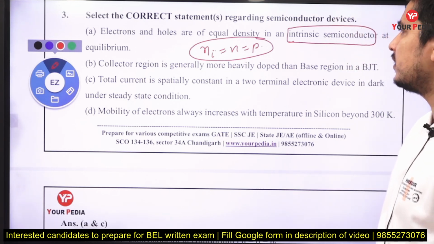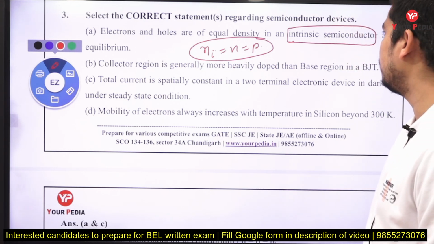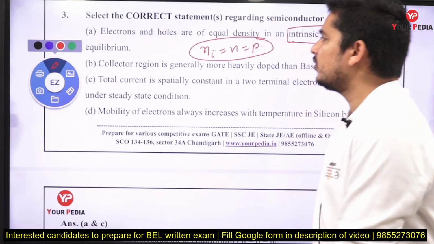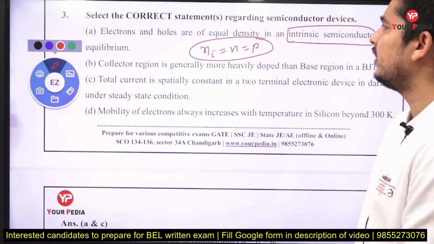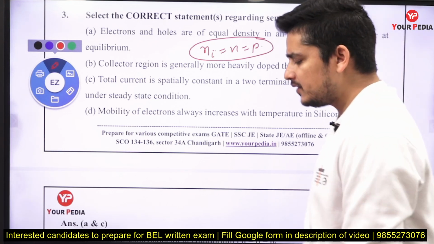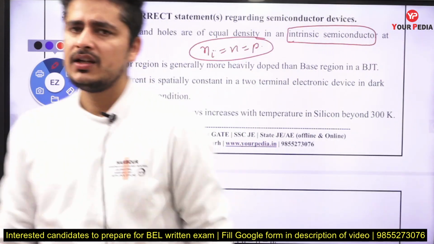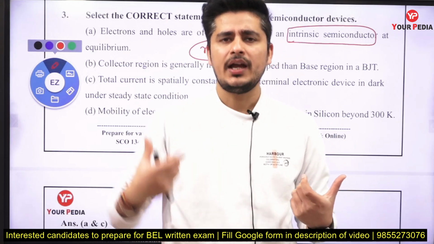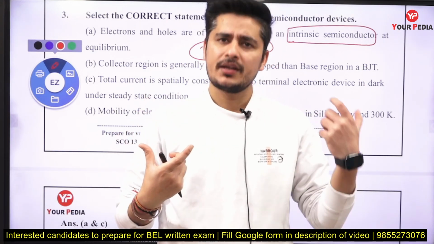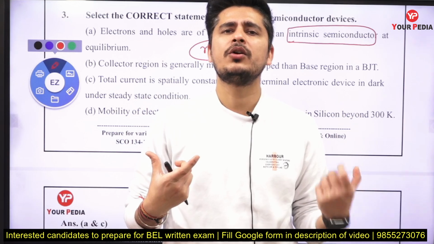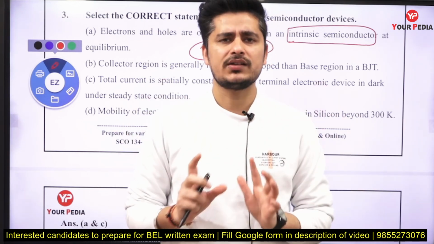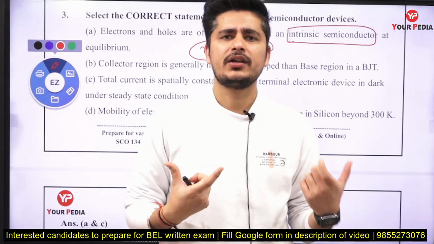Collector region is generally more heavily doped than base region in the BJT. See, if you talk about the BJT, inside the BJT there are three regions. One is the collector, one is the base, another one is the emitter. Emitter is heavily doped, collector is moderately doped, and base is lightly doped. I already discussed this in class in detail, right?